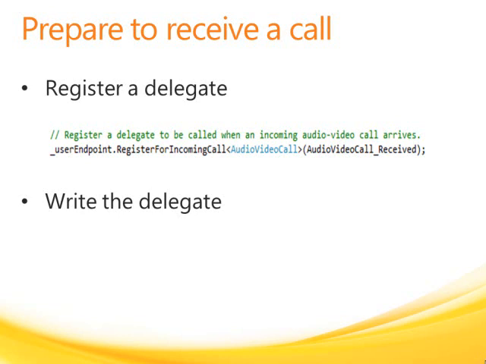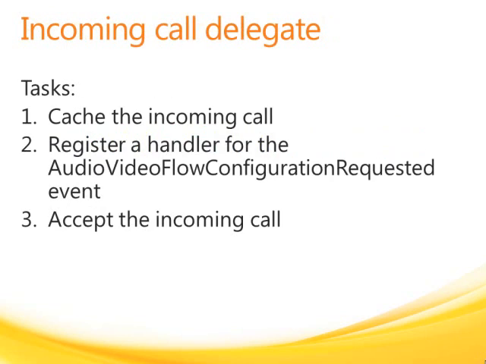After the application creates and establishes an endpoint, it needs to register a delegate that will be called when an incoming call arrives. The register for incoming call generic method is used for this purpose, with type of call expected and the name of the delegate being specified. For this application, we're expecting an audio-video call, and the name of the delegate is audio-video call received. Next, we'll look at how the delegate should be written.